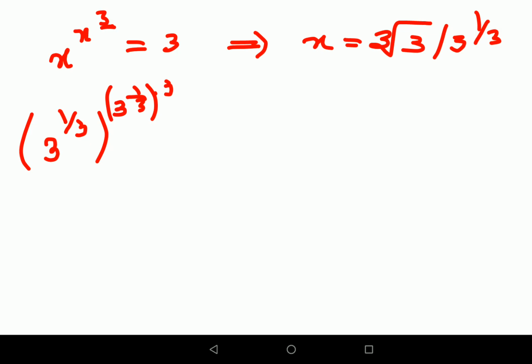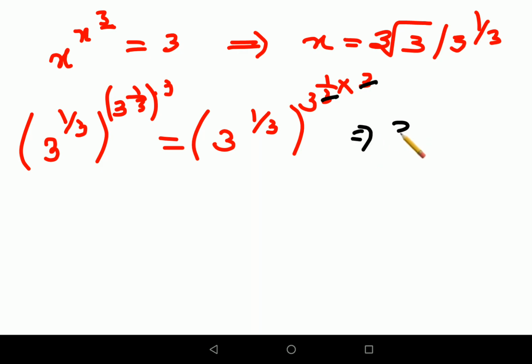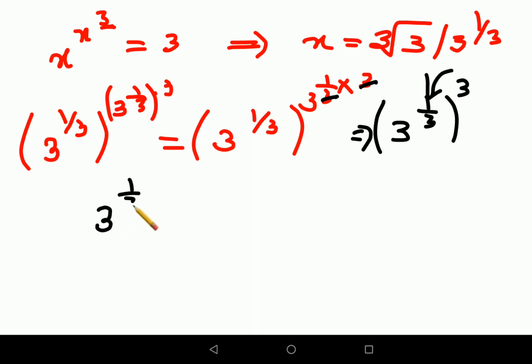Again, what will happen in this case is that this 3 raised to 1 by 3 will remain as it is, and I'm left with 3 raised to 1 by 3 raised to 3, that gets multiplied by 3. So now I can cancel these 3s. Now I'm just left with 3 raised to 1 by 3, which is again raised to 3. So again the indices will get multiplied, and I'll be left with 3 raised to 1 by 3 into 3. And if you see, things are cancelling, so you're just left with 3, which is your RHS.